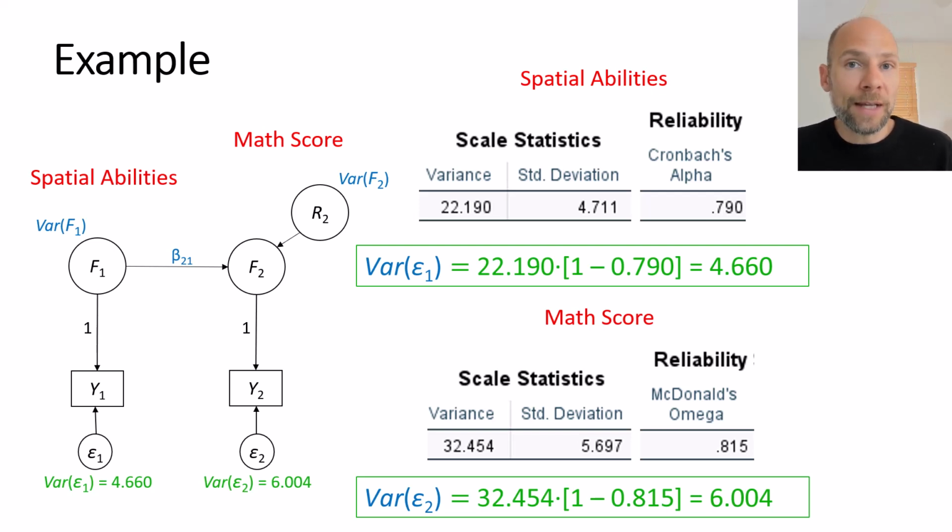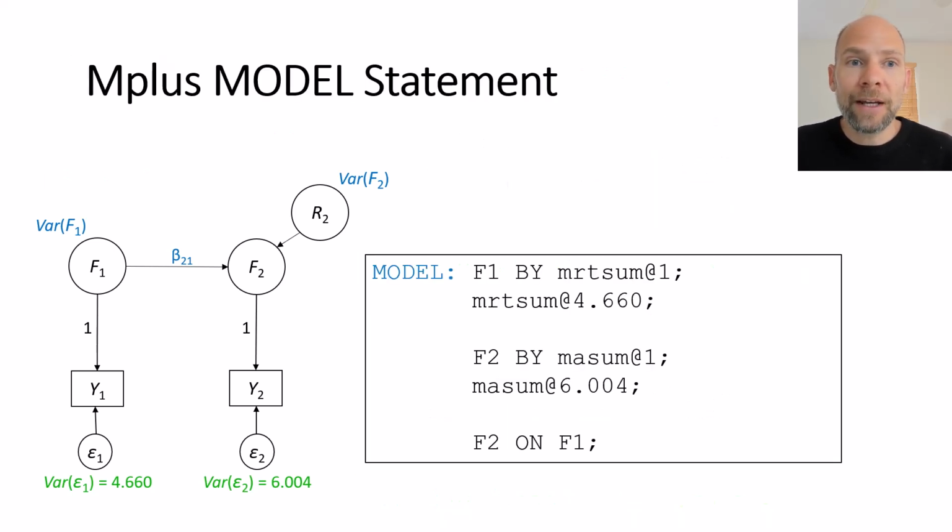So when you set up this model in, for example, Mplus or in Lavaan or something like that, then the error variances must be fixed. And I'm going to show you next how this is actually done. So here we have the Mplus model statement. The model statement in Lavaan would look very similar.